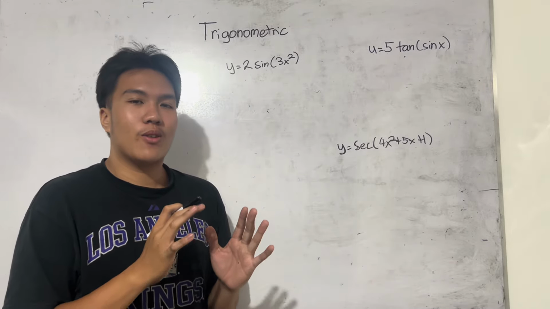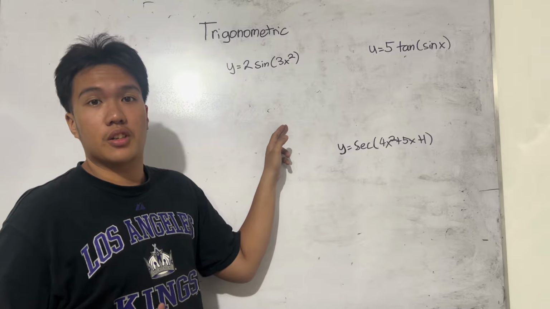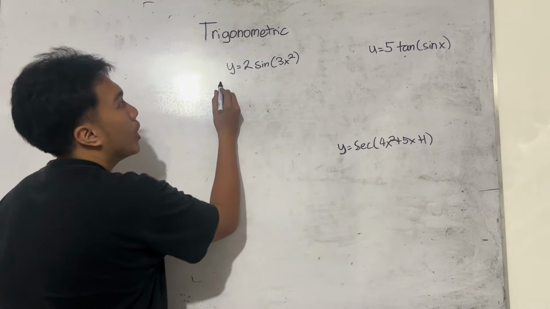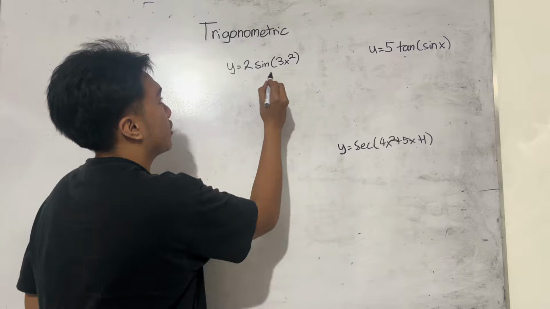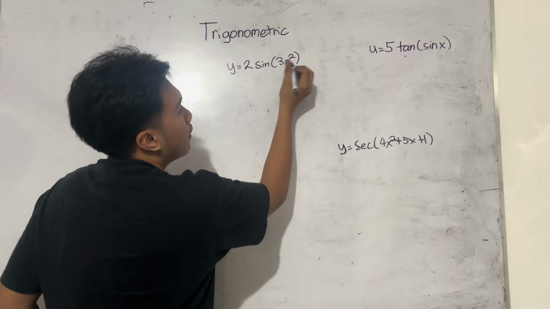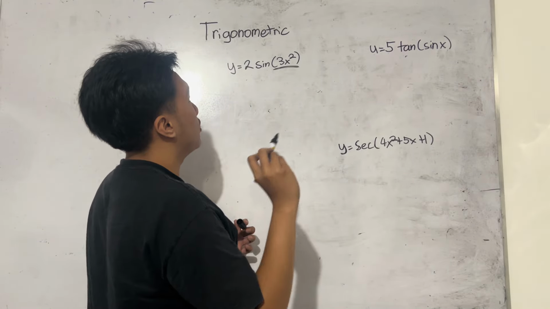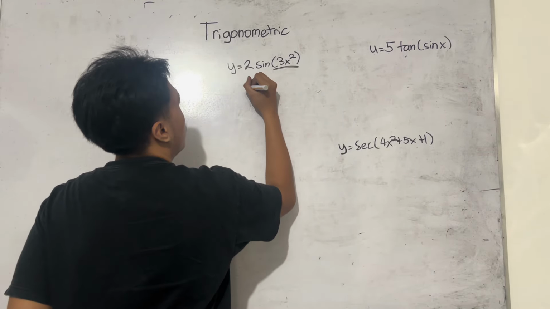Okay, so now we will talk about how to derive trigonometric functions. Let's start with this: y equals 2 sine 3x squared. Now, for deriving this, we never change what's inside the parenthesis. That is the main rule. Let's bring down 2.